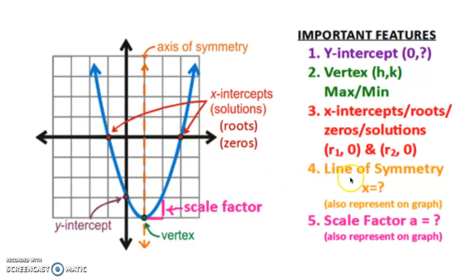The next one is the line of symmetry. What's interesting about all parabolas is they all are symmetric, which means they are the same on both sides. So if you were to draw a line right through the vertex here, and fold that picture in half, it's going to be the exact same on both sides. We call that the line of symmetry, and we write that as an equation. And we'll look at an example in a second.